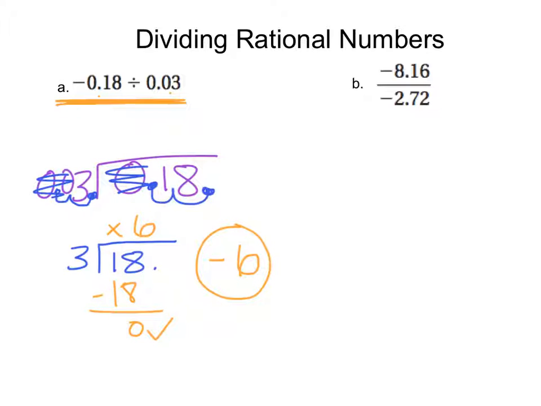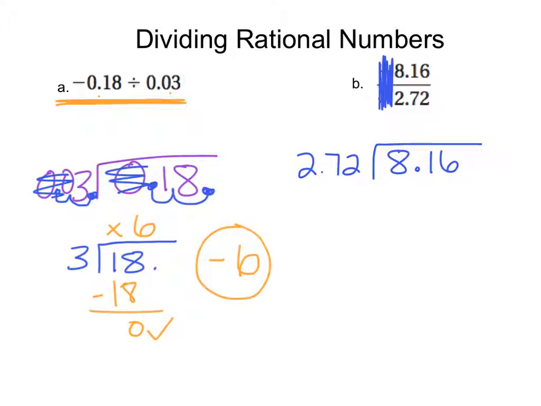If we look at this next problem, we have negative 816 divided by negative 2.72. So remember, when it looks like a fraction, it's really just dividing, okay? And now we know a negative divided by a negative is positive, so I'm actually going to just scribble out these negatives so they're not confusing me. And now I'm going to go ahead and set up my problem. 8.16 inside divided by 2.72.